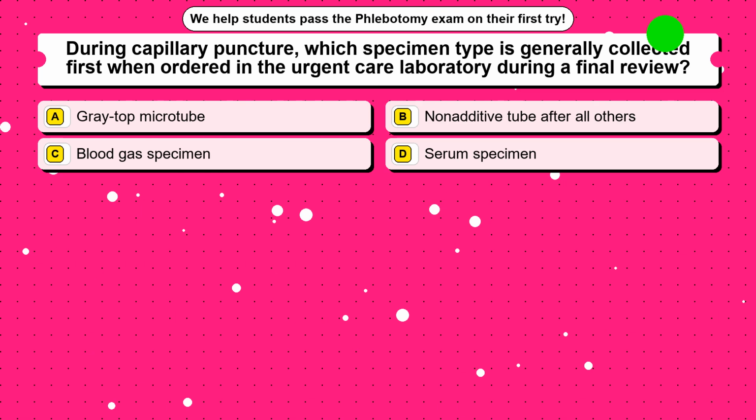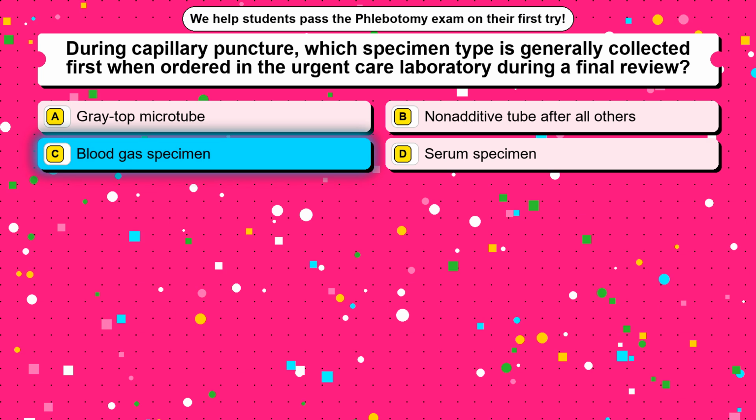Question 39. During capillary puncture, which specimen type is generally collected first when ordered in the urgent care laboratory during a final review? Option A, gray top microtube. Option B, non-additive tube after all others. Option C, blood gas specimen. Option D, serum specimen. The correct answer is option C, blood gas specimen.